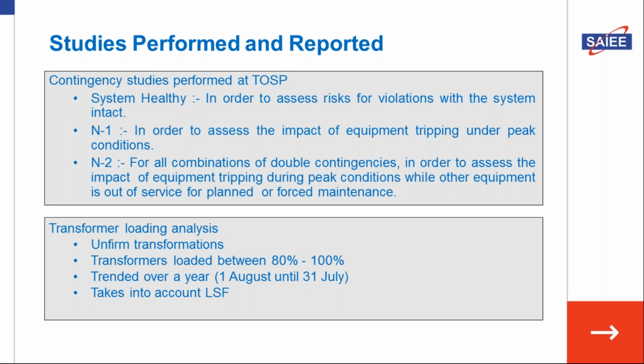And then the other part that we look at is the transformer loading. In this case, we check if you have, say, for instance, unfirm transformation. The unfirm transformation in this case we define as: if you have two transformers and one trips, now the remaining transformer should be able to carry the entire load. Now, if you cannot do that, then we list that as unfirm. And we also look at transformers loaded between 80 to 100%. And then this trend is done over a period of a year. And we also look at the load sharing factor, which is the underlying network that supports those substations that you are assessing.